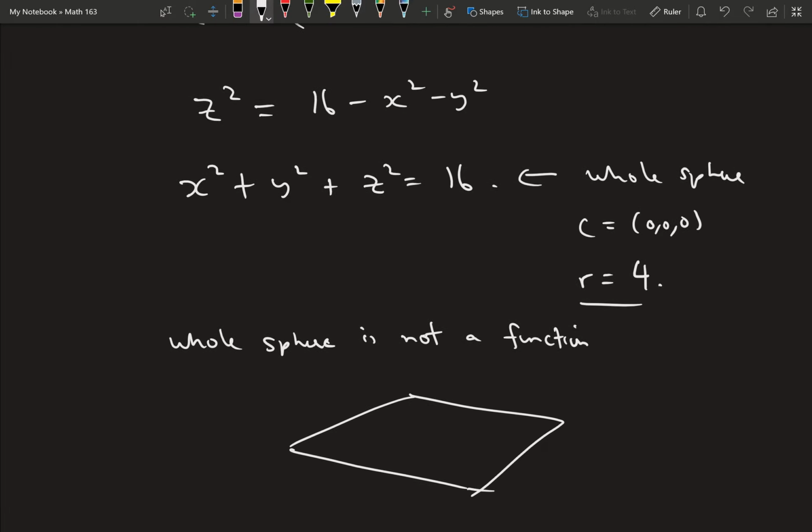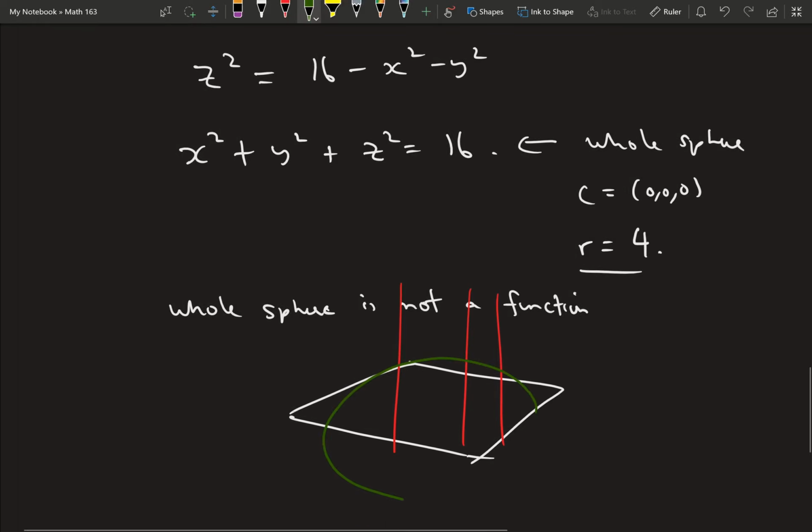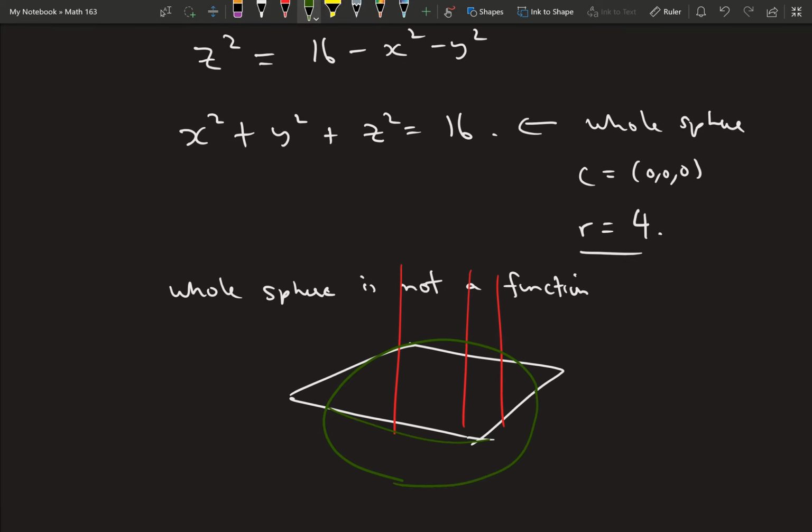Here's the xy plane, and if you keep drawing vertical lines and they pass more than once through the graph, so if you have this sphere, then these vertical lines, which maybe I should extend a little further, will cross the sphere twice. So this fails the vertical line test. Oops, not horizontal, but the vertical line test. So the whole sphere can't be a function.